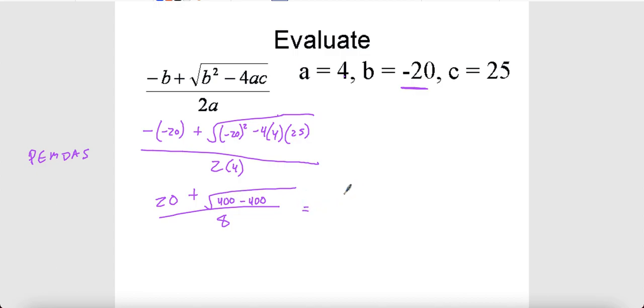So our only answer here is 20 over 8, which we can simplify dividing both by 4 to get 5 over 2 as our only answer for this.